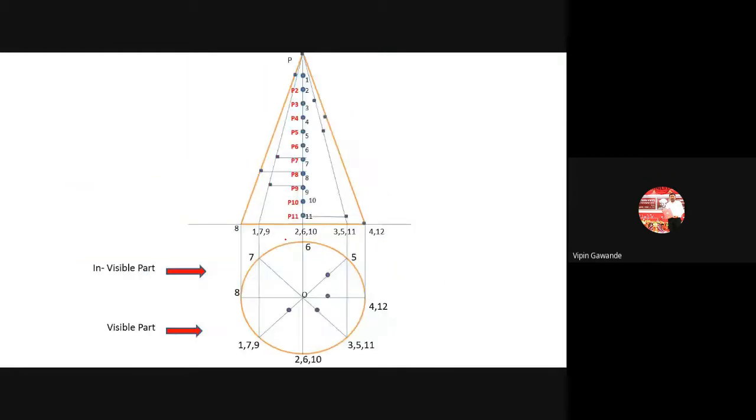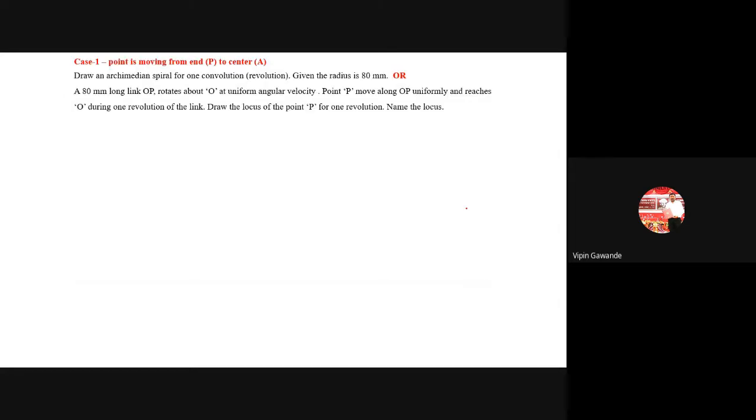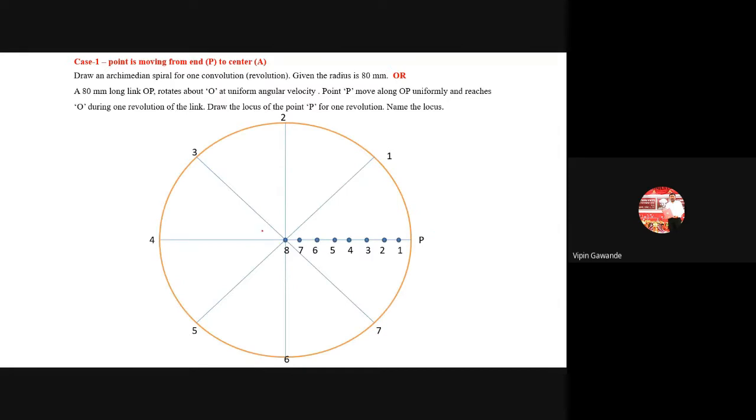Okay, and the last one we have seen as the spiral. Now, what is meant by the spiral? The spiral is defined as the locus of the point which moves around a center. So the center is called as the pole while moving towards or away from the center. Okay, that means I have told you we have constructed that one. See, this is called as the pole here. Okay, now this is our point P.